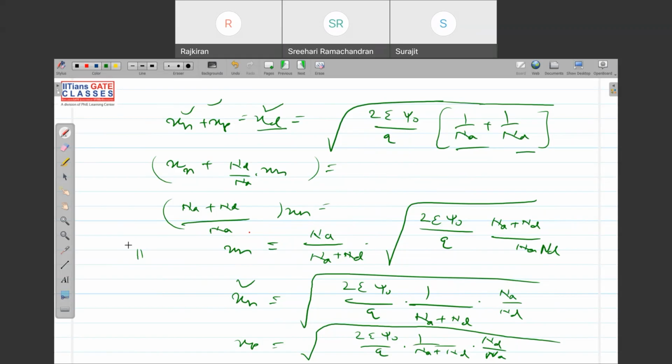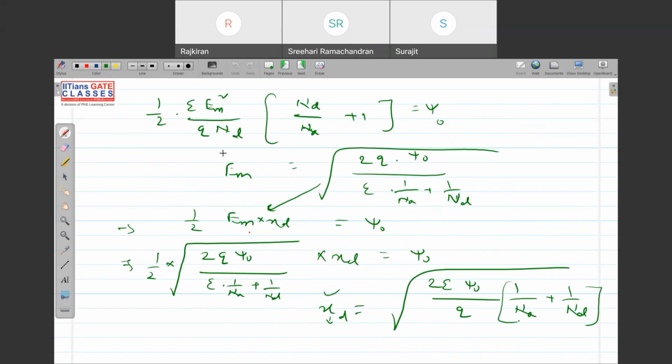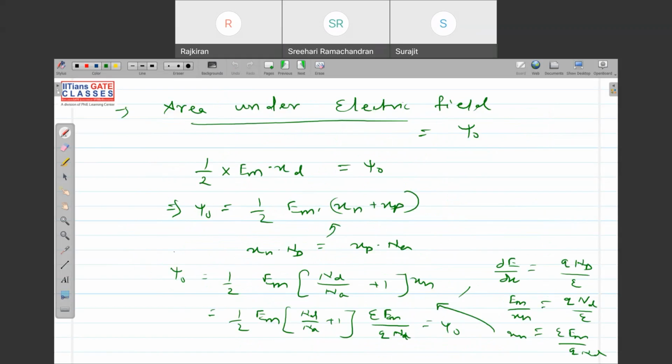So this is my equilibrium picture. See, in equilibrium, what did you understand? I understood the depletion width on the N side and P side, and I understand what the maximum electric field is. So then I understood what the built-in electric field is.